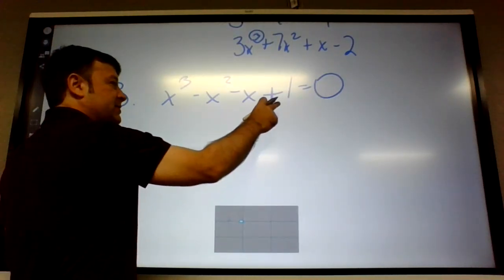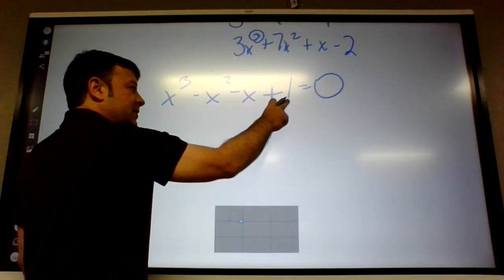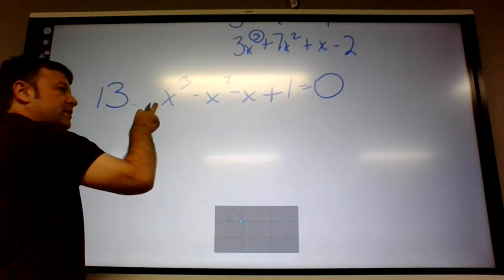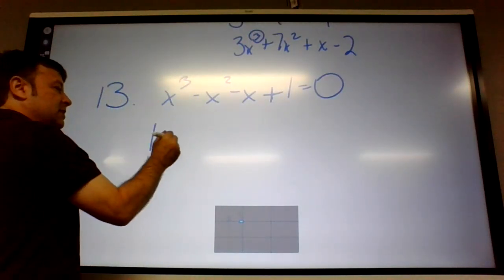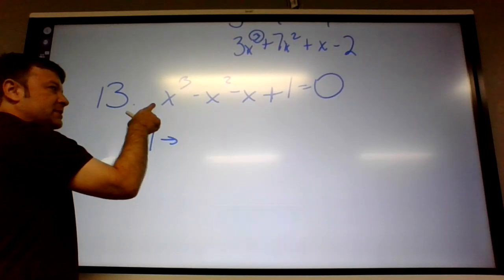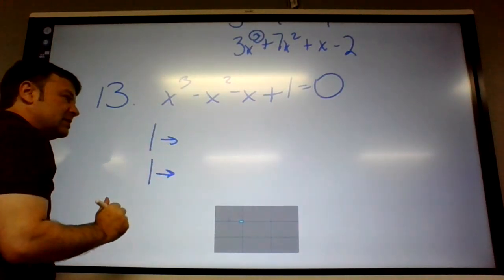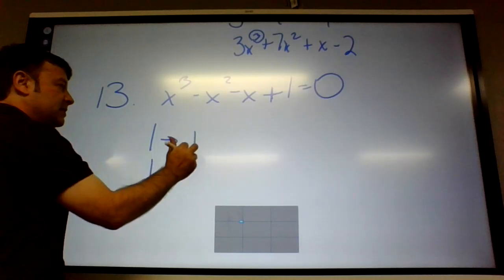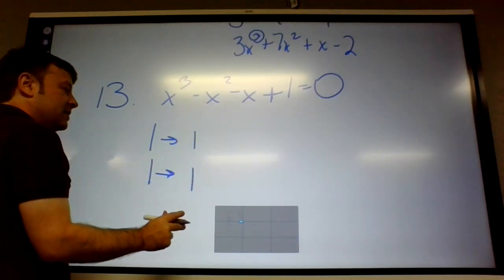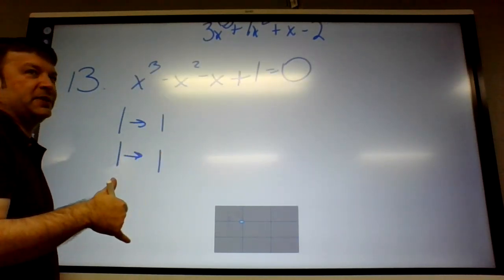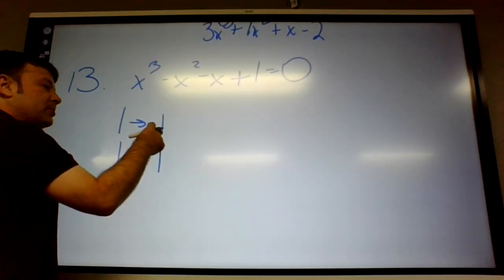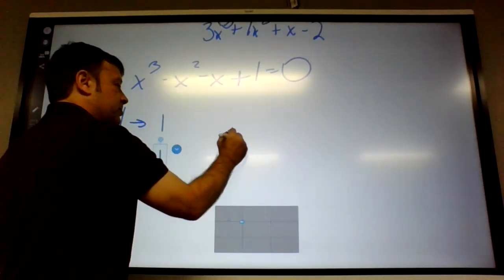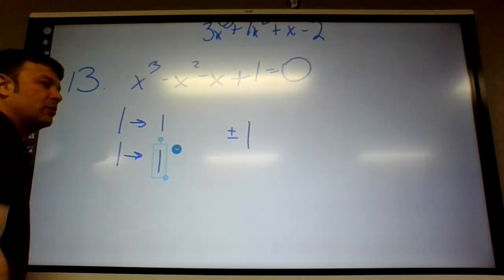So do you guys remember how I started? You need factors of this guy, the last one, over factors of the first one. What's the first coefficient? 1. Okay, what are the factors of 1? Okay, so on this one, see how easy we're starting here. The possible rational roots are 1 over 1, so it's positive or negative 1.